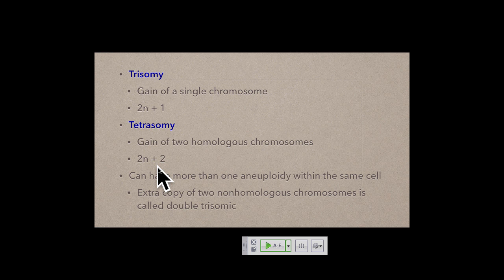Again, in most animals, these aneuploidies are not tolerated if they're on the autosomes. They are a little more tolerated with the sex chromosomes because of things like the Barr body, where you can begin to balance out the gene dosage.